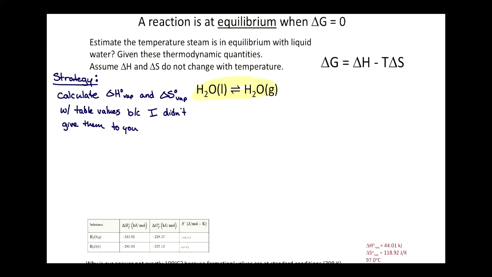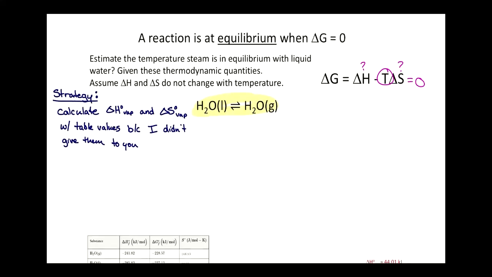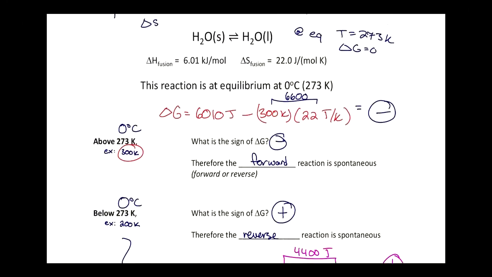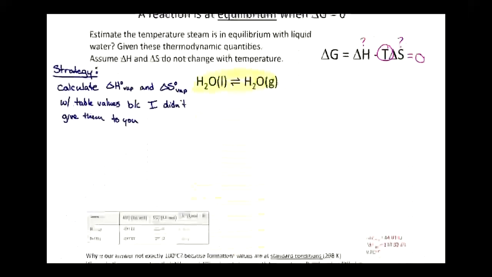So that means I need to set this equation equal to 0, right? And we need to figure out what is delta H, what is delta S, and then we can figure out what that temperature is. But notice here, did I give you the enthalpy change for this reaction? Did I give you the entropy change for this reaction? In the previous question, I did, right? I just gave you the enthalpy and entropy change for the reaction, just straight up. But in this question, I didn't.